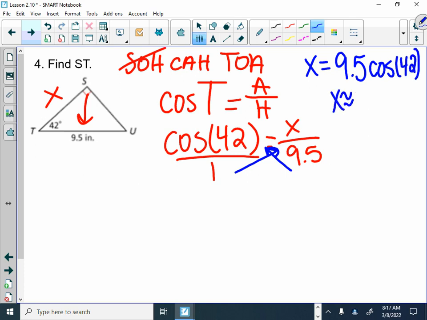And when you round that to 1 decimal, what do you get? 7.1. Alright. I think you get like 7.05, something like that. When you round to 1 decimal place, you get 7.1. Very good.